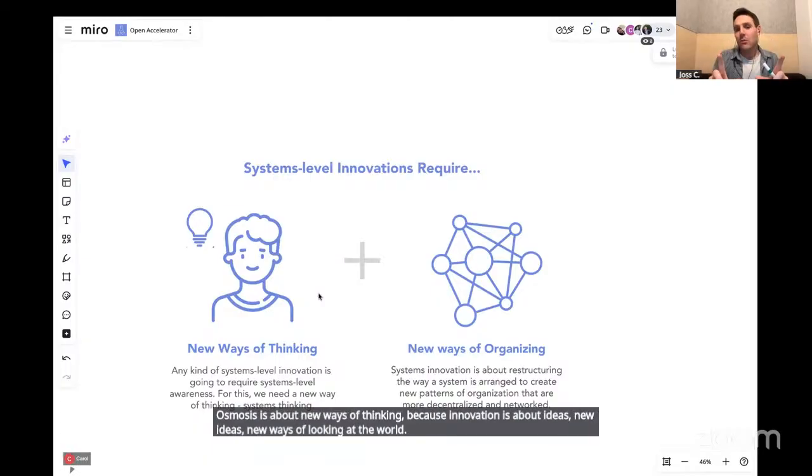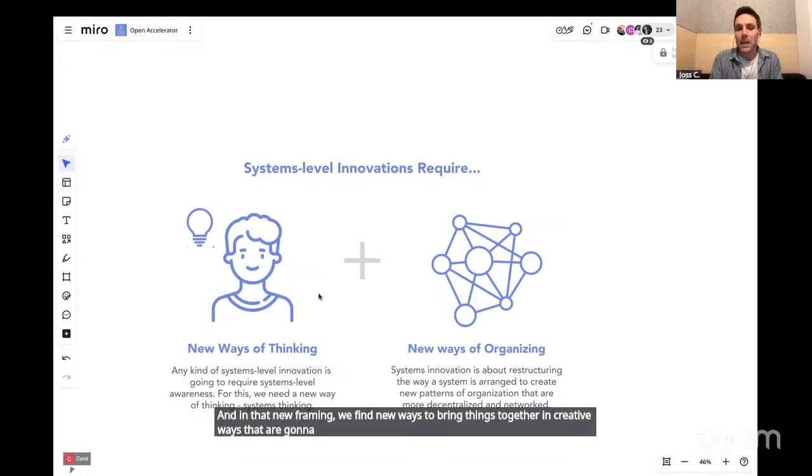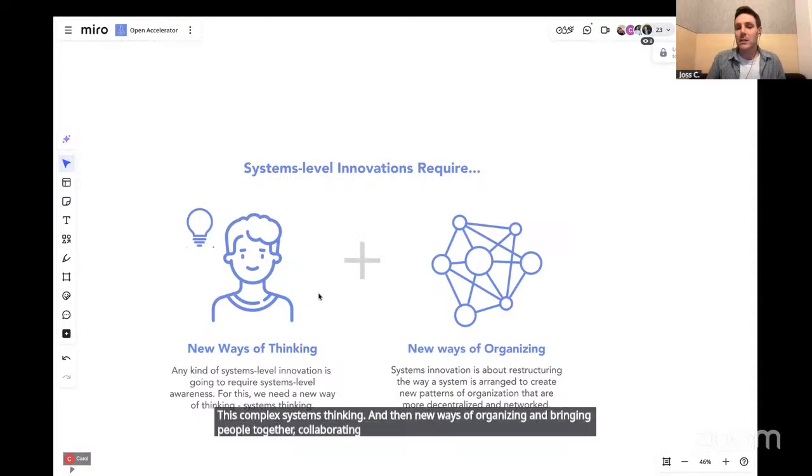And in that new framing, we find new ways to bring things together in creative ways that are going to create value and enable us to develop and grow new systems. So new ways of thinking, this complex systems thinking, and then new ways of organizing and bringing people together, collaborating and working together in enabling change and transformation in complex systems.